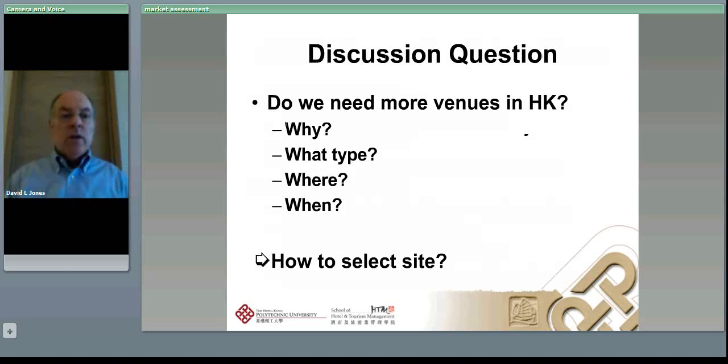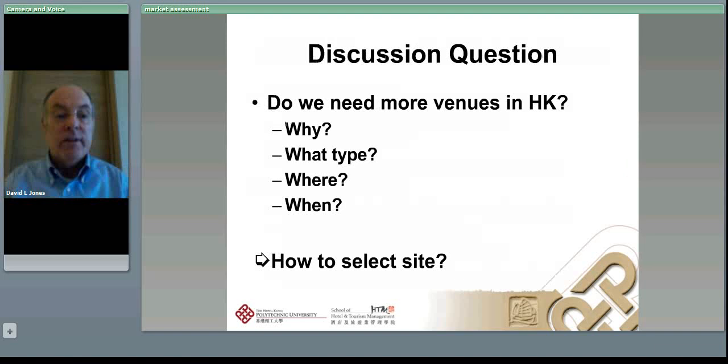So this is a question that I want you to think about. We'll talk about this in class as well. Do we need more venues in Hong Kong? Why? What type? Where? It's a big debate. The Hong Kong CEC is essentially landlocked. Can't grow any further. So there's talk of building more facility because of more demand, but where?